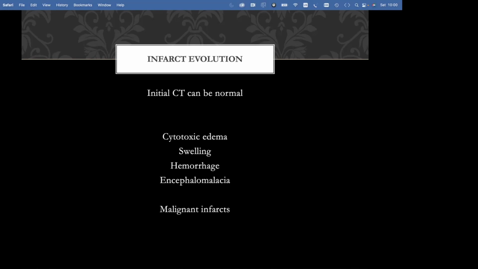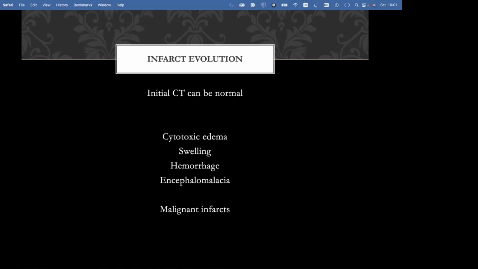This leads then to swelling, usually in the first week, and occasionally to hemorrhage, the risk of which can be modified by the use of thrombolytic agents, underlying anticoagulation, and the size of the infarct. Eventually, the edema and swelling will resolve and the patient will be left with an area of encephalomalacia. So as a late manifestation of infarcts, you can see ex vacuo dilatation of the ventricles and areas of low attenuation in the cortex as a result of the infarct.